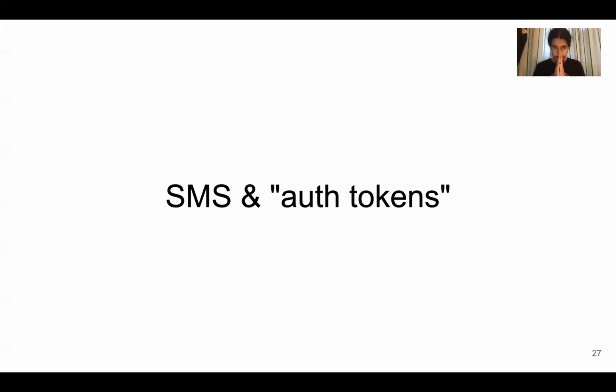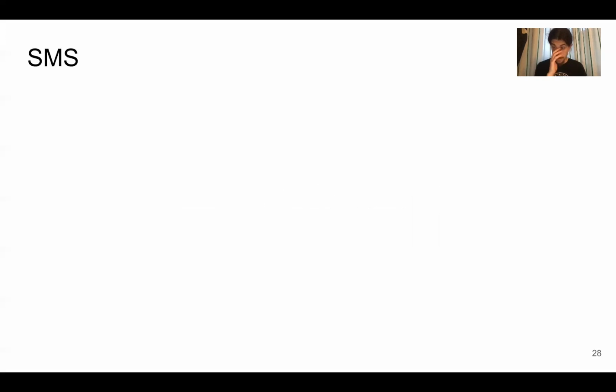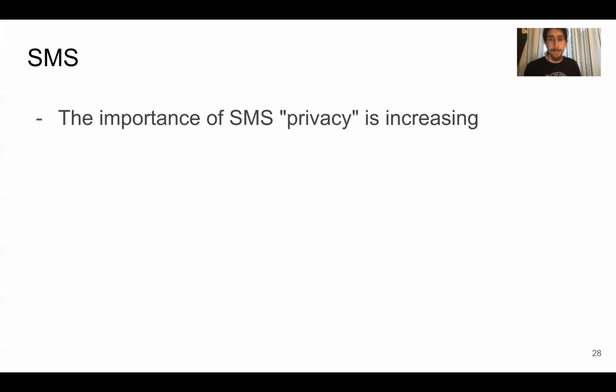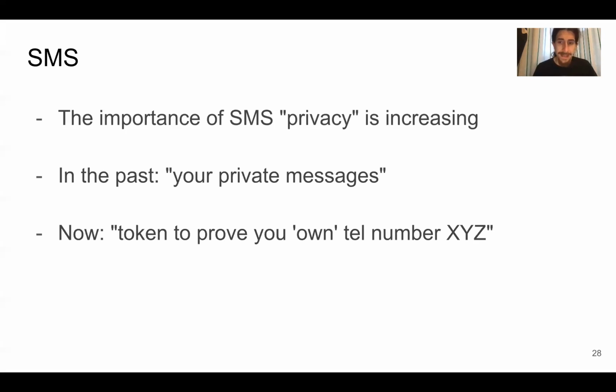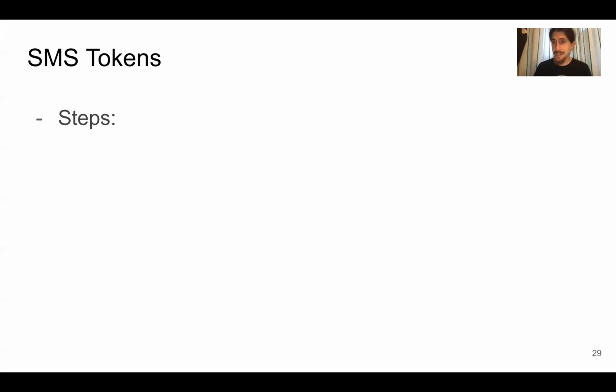Cool. All right, switching gears, talking about SMS and authentication tokens. That's a big trend, and it's very interesting. The importance of SMS privacy is increasing. In the past, it was mostly your private messages, very sensitive. But now, depending on the context, they are actually tokens. And these tokens are used to prove that you own a specific telephone number. I guess you're familiar with this. Some applications ask you, we send you a text with a code to your telephone number.